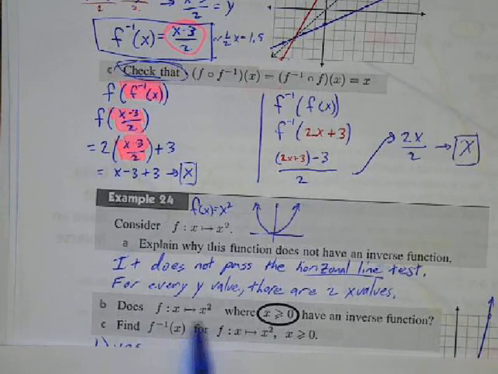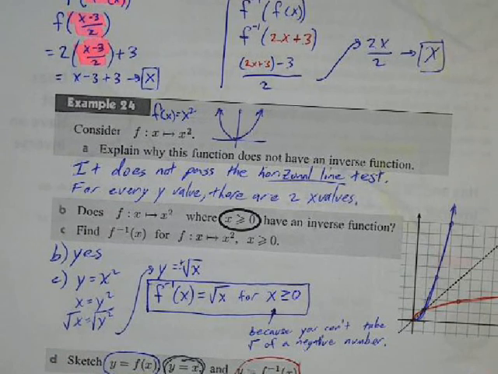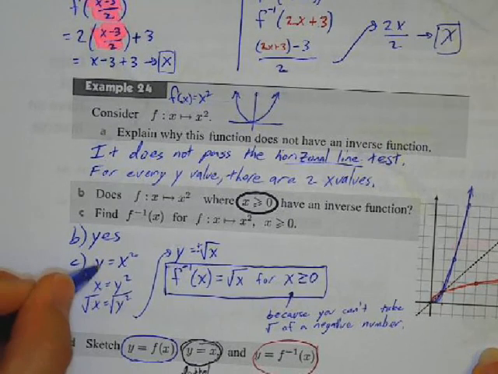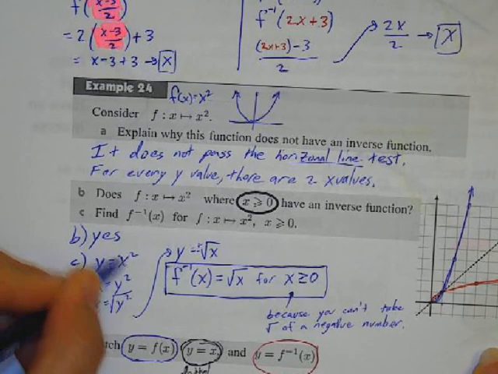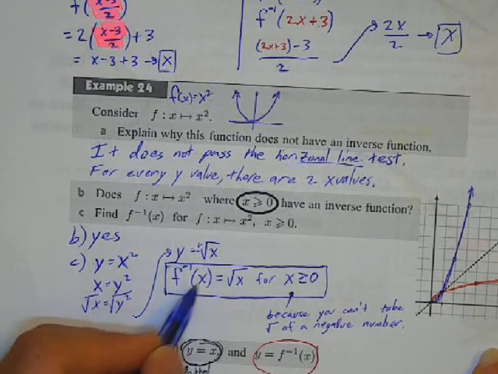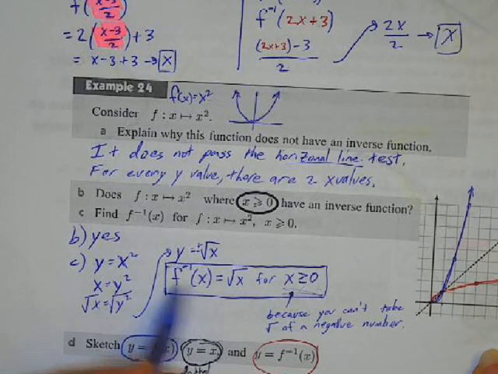Is there an inverse if I restrict it to x greater than 0? The answer is yes. Here it is when x is greater than 0, and if we do what we said before, we switch this y into an x and this x into a y. If I take the square root of both sides, I end up with y equals plus or minus square root of x. If I restrict the domain to x greater than 0, then my inverse function is equal to the square root of x.